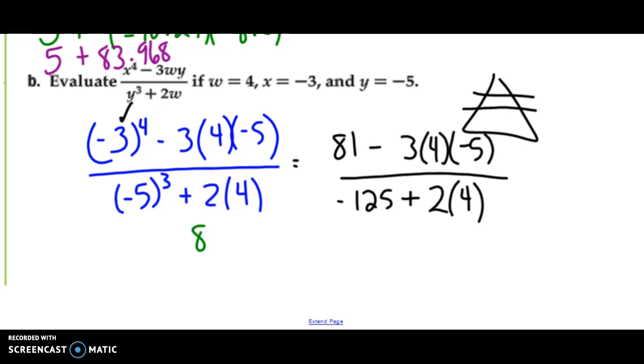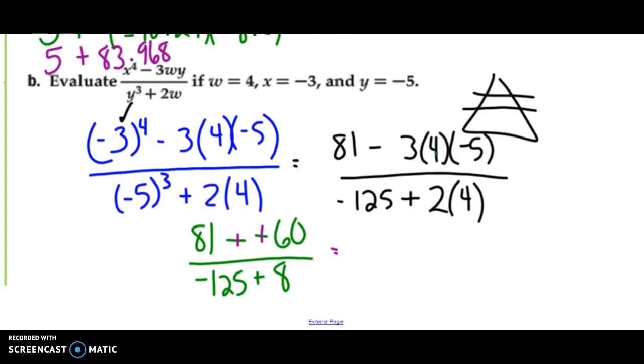So I get 81 minus 3 times 4 is 12 times negative 5 is negative 60. Minus a negative 60 all over negative 125, and then plus 2 times 4 is 8. Okay? Ooh, I see something that doesn't look very nice. Minus a negative. 2 negatives, math's the only place where 2 wrongs make a right. So 2 negatives make a positive.